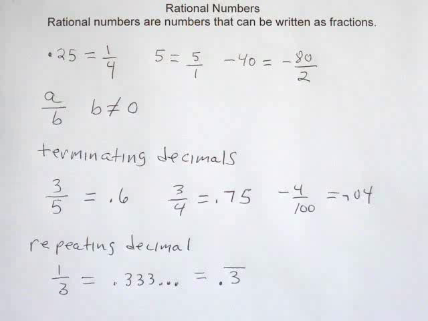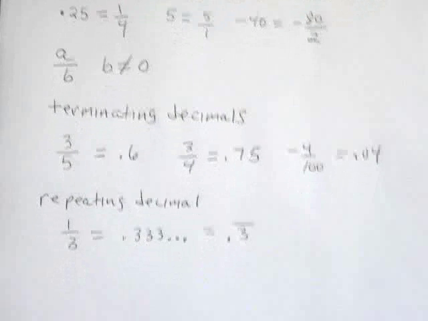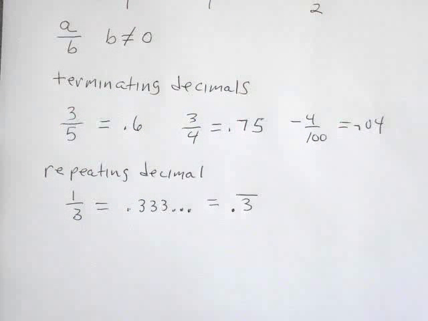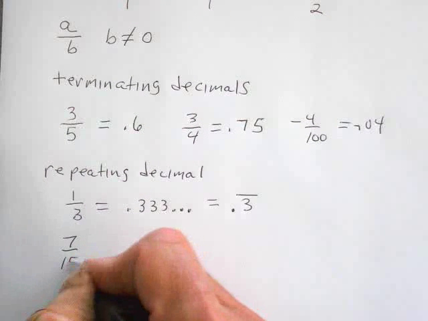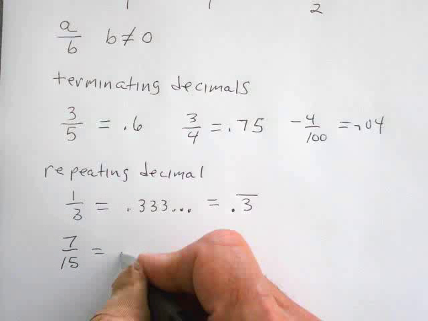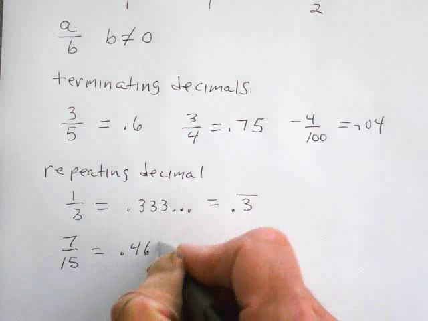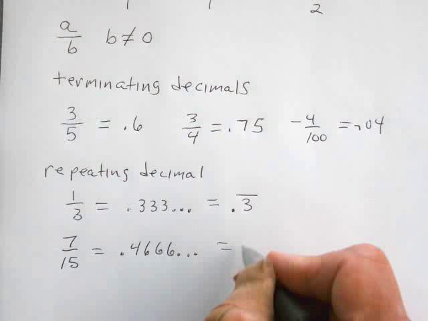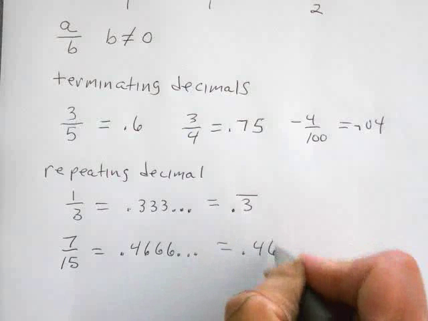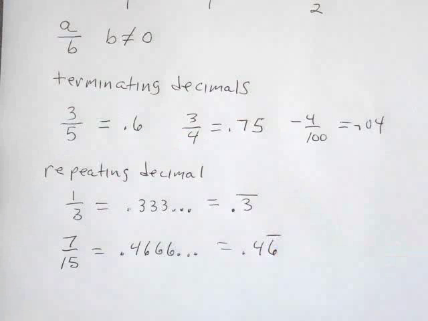Another example of this, pardon me, I'm going to push this up a bit, would be something like, say, 7/15. 7/15, if we convert this into a decimal, becomes something like 0.4666, and those 6's keep repeating. And we can write this as 0.46 with a bar over the 6.